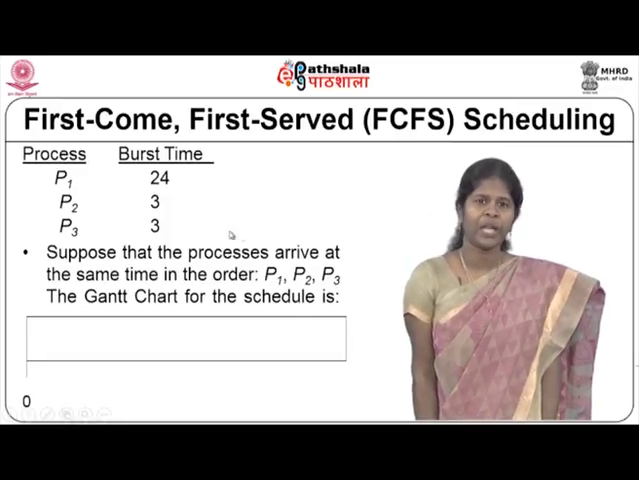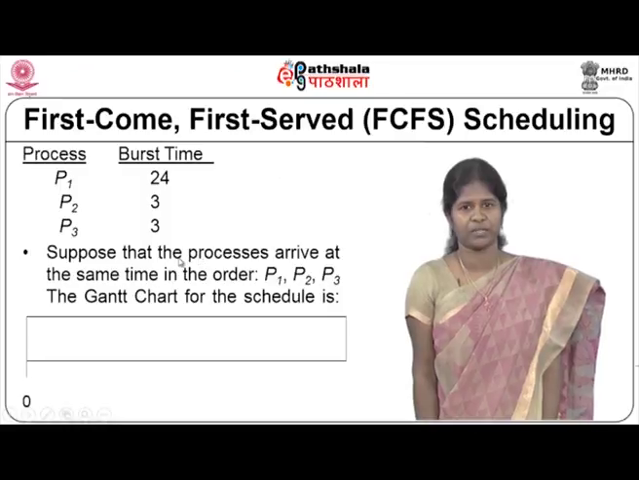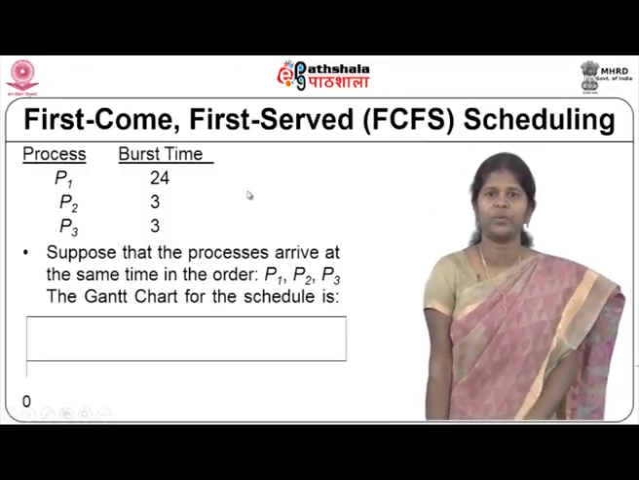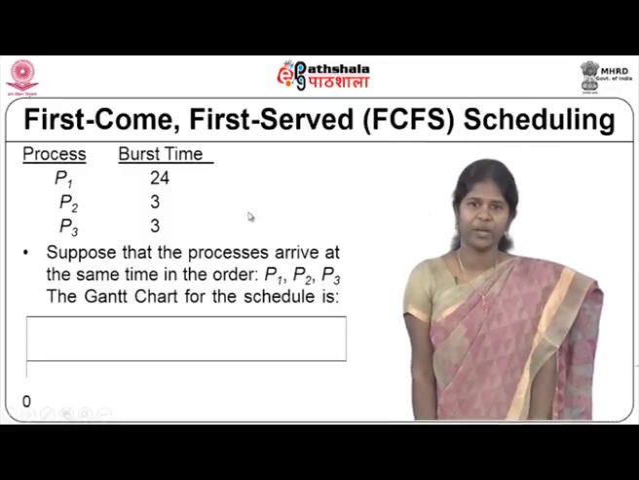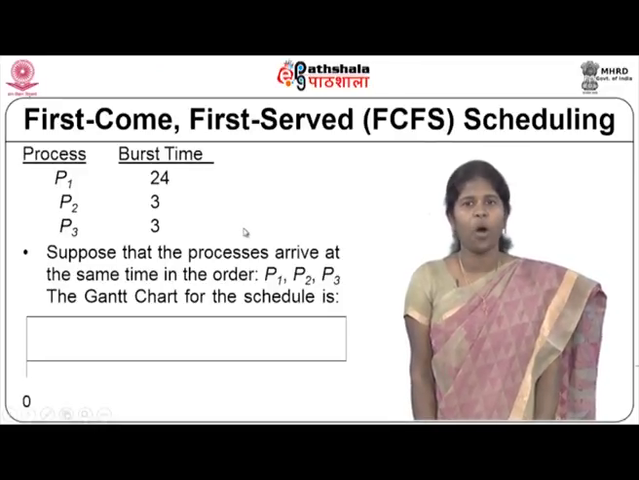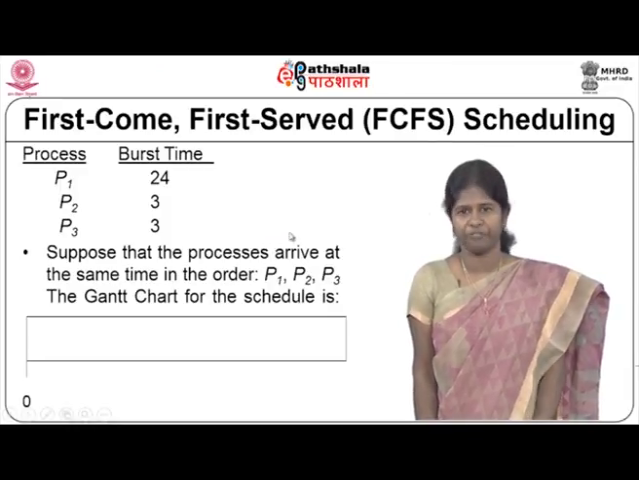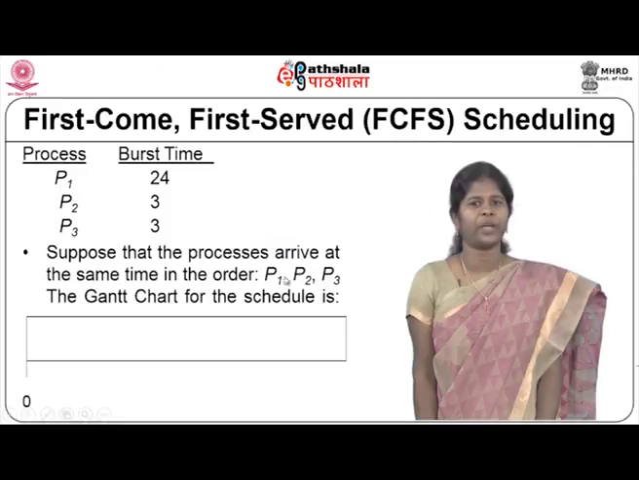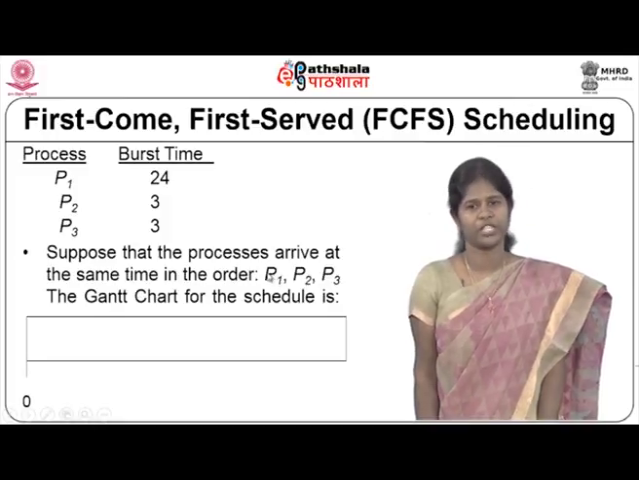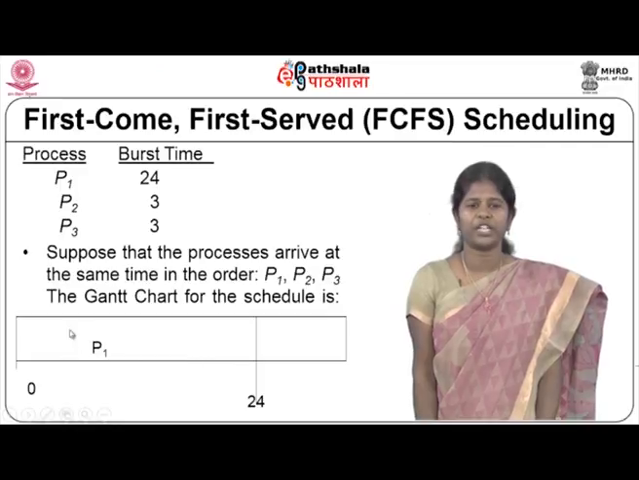Now, we will see how this first come first serve scheduling algorithm will schedule these processes. Just as the name says, it schedules processes based on the order in which they arrive. Whoever comes first will be served first. Here the order is P1, P2 and P3. The first process that arrives is process P1, so P1 should be scheduled first. We see that P1 is scheduled.